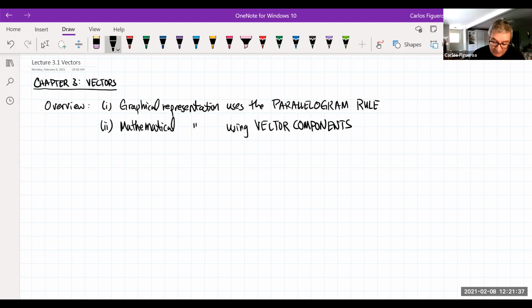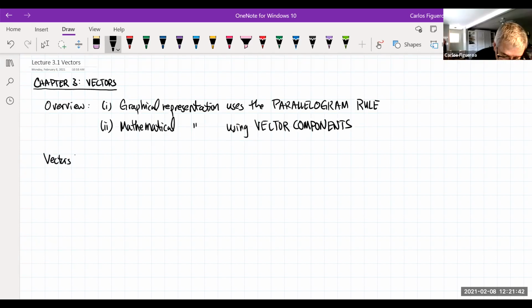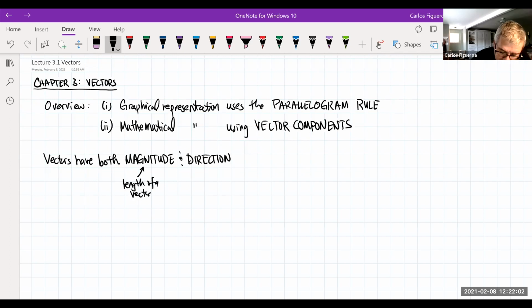It is huge. Now, what you're going to find here is that we already know that vectors have both magnitude and direction. This is the length of a vector, and this is the direction. But what we're going to be asking for as direction is a specific angle.